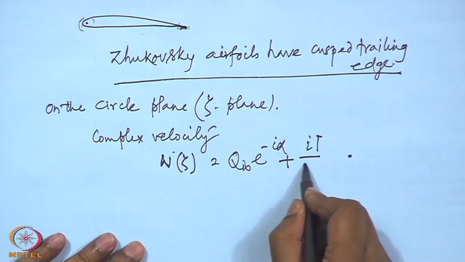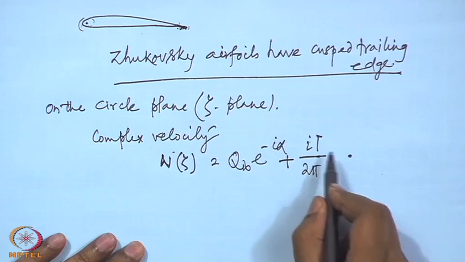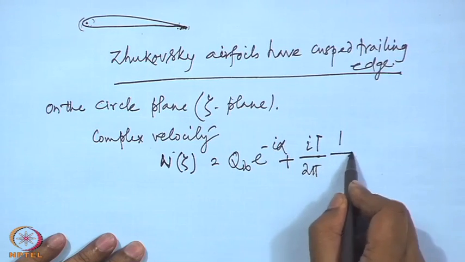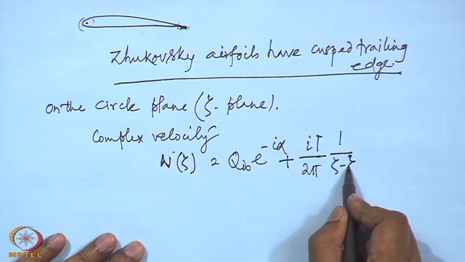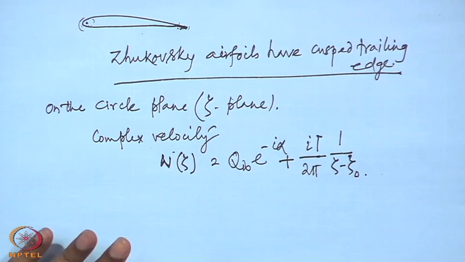plus a circulation, i gamma by 2 pi, 1 by zeta minus zeta naught. Once again the distance is measured with respect to the center of the circle, where zeta naught is the center of the circle, plus a point doublet located at the center of the circle, and the doublet strength is related to the radius of the circle.